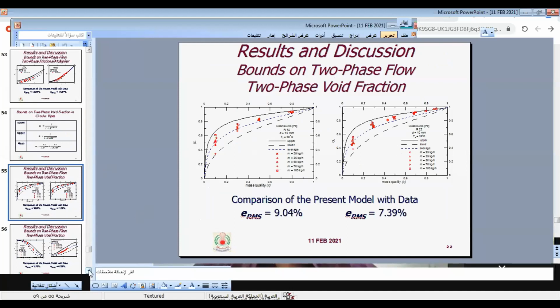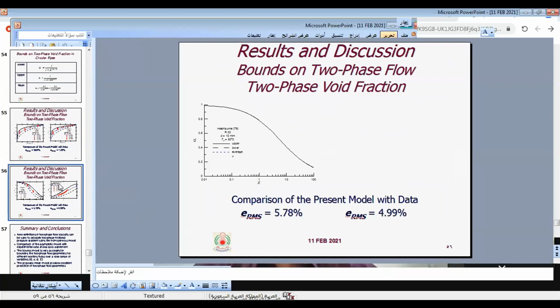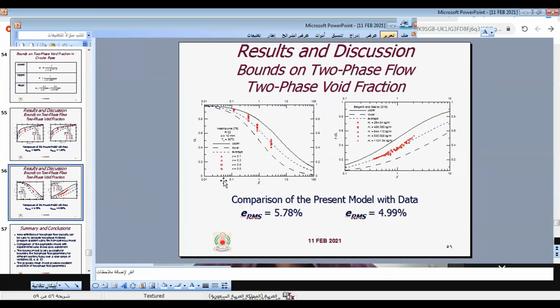Sometimes data is available in literature for the liquid void fraction, which means 1 minus alpha. So I also compare here, for example, in this plot, 1 minus alpha versus x.